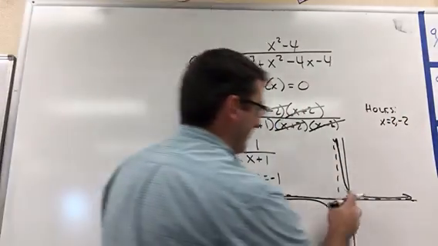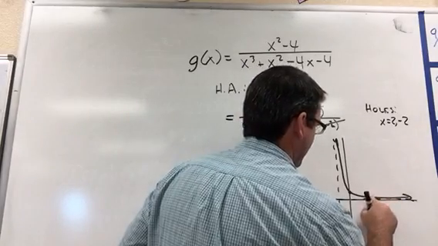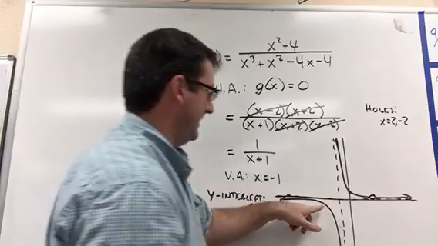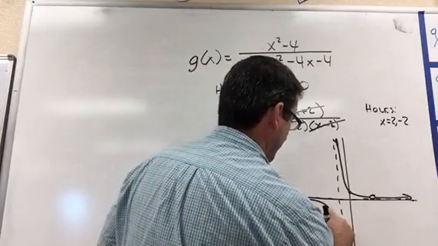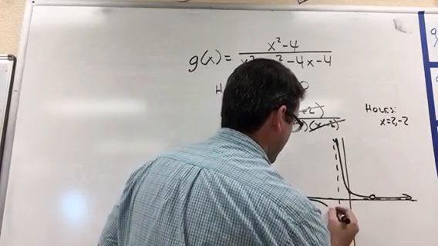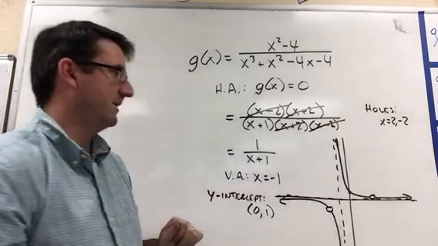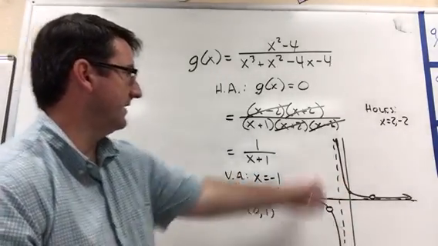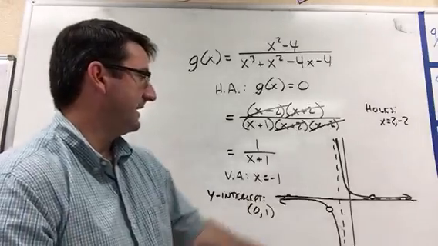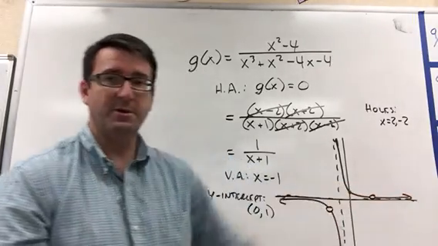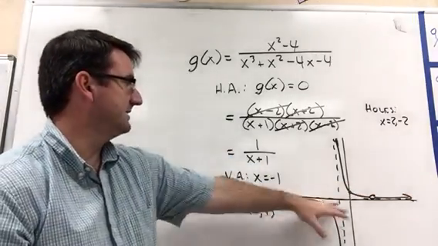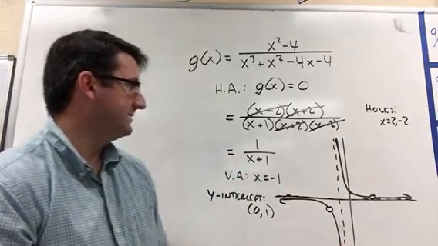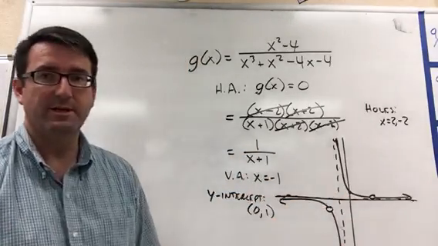So if we go over here where x equals 2, right there, we're going to have a hole. And at x equals -2, that's going to be about right there. We're going to have a hole there as well. And so that's our graph. We've got a vertical asymptote at x equals -1, a horizontal asymptote at g of x equals 0. We're going to have a hole at x equals 2 and another hole at x equals -2.